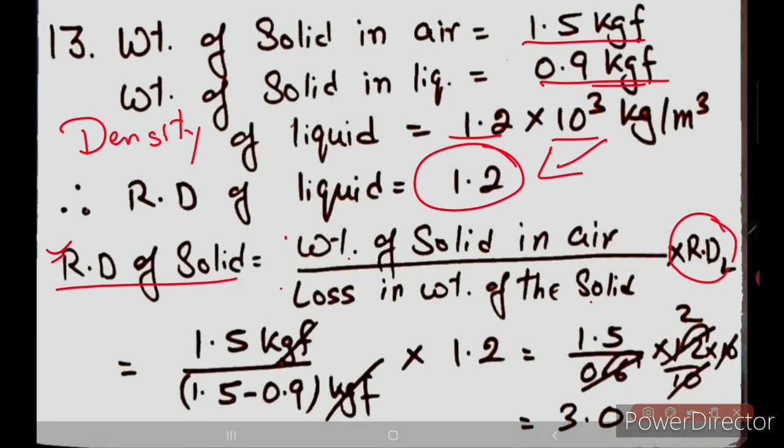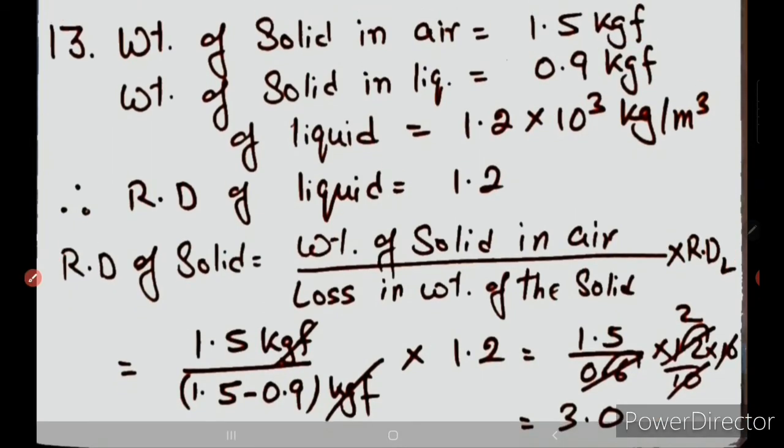So the weight of the solid in air is 1.5 kgf given here. The loss in weight will be this minus this, that is 1.5 minus 0.9, multiplied by the relative density of the liquid. Thus after calculating we are getting 3 as the answer, right. So I hope you have understood this also. Now I think we can go to the next question, which is question number 14.